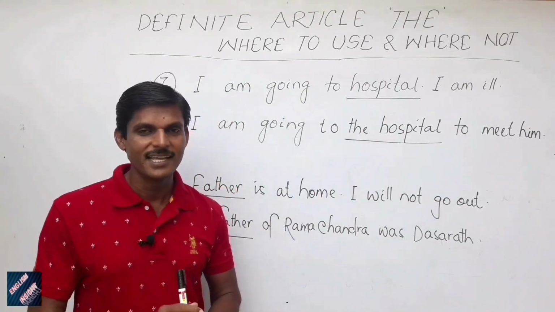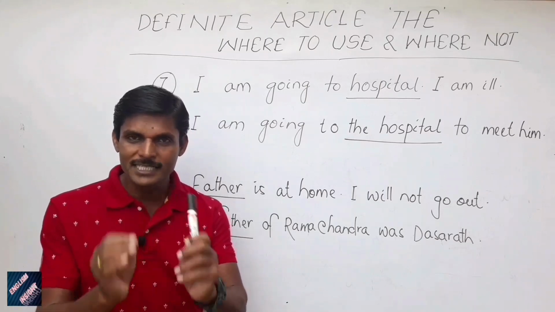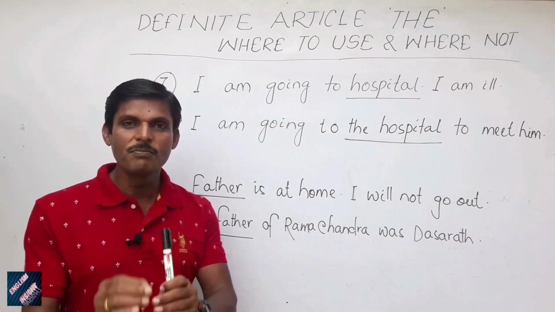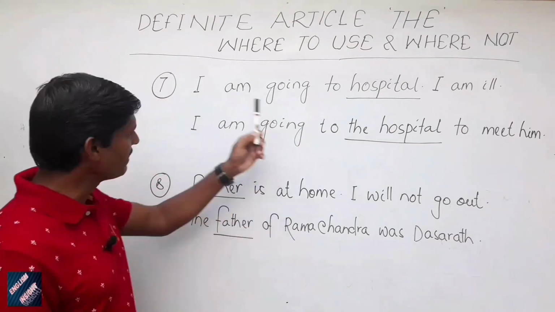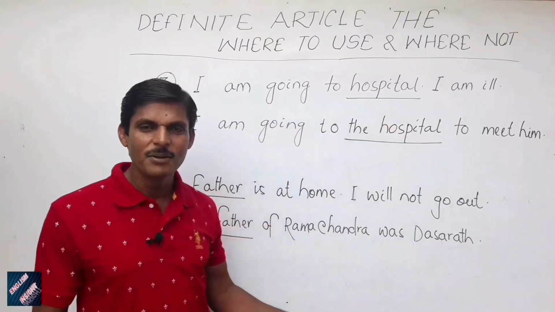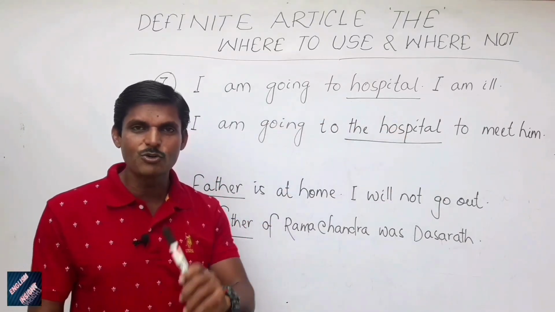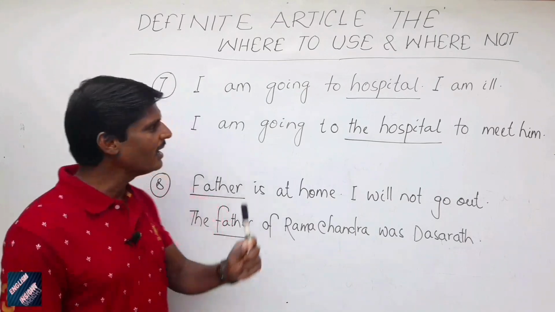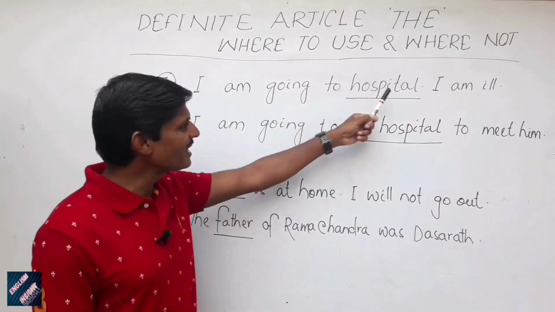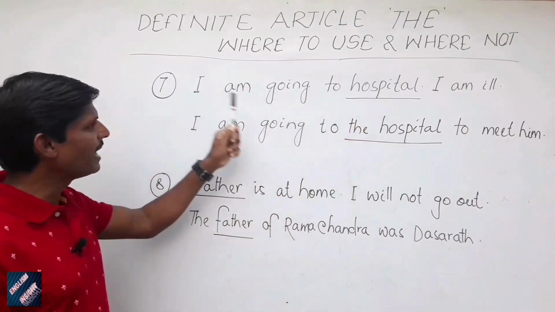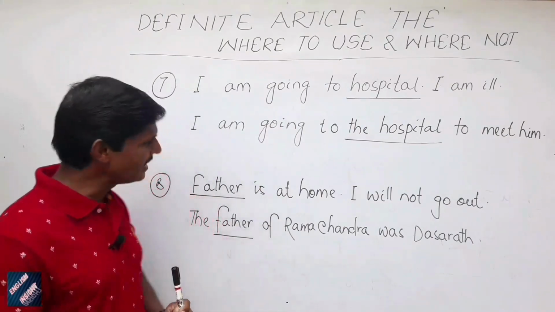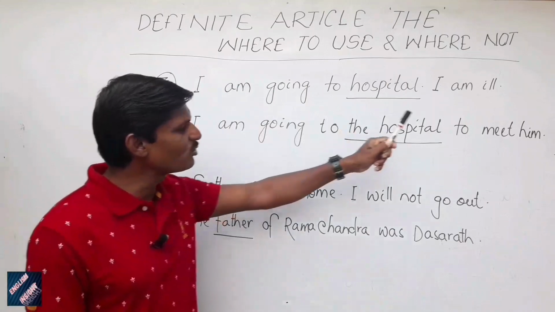The rule is that if you go to an institution for its primary purpose, we should not use the before the name of the institution. As it happens in the first sentence, I am going to hospital, I am ill. But it's the primary purpose of the hospital to provide health care. As I am ill, I am going to hospital for treatment. So, the is not used before hospital, it's written I am going to hospital, not I am going to the hospital. But in the second sentence, I am going to the hospital to meet him.